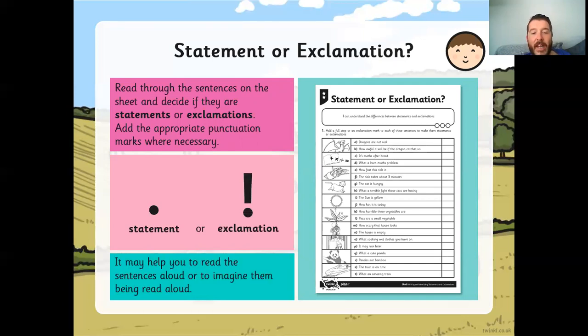It may help you to read the sentences aloud or to imagine them being read aloud. Okay, so you can do that now. Pause this video while you do it. It might take you a few minutes, and then we'll go on to our last little bit. Okay, so now we're finished.